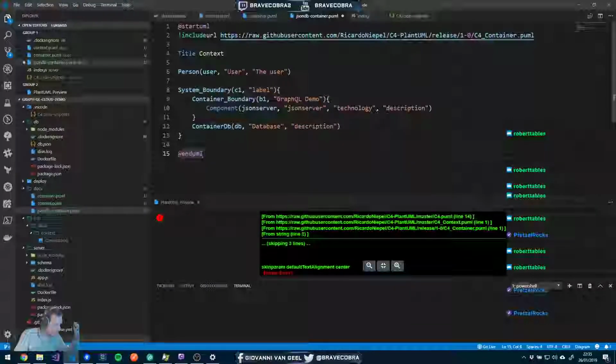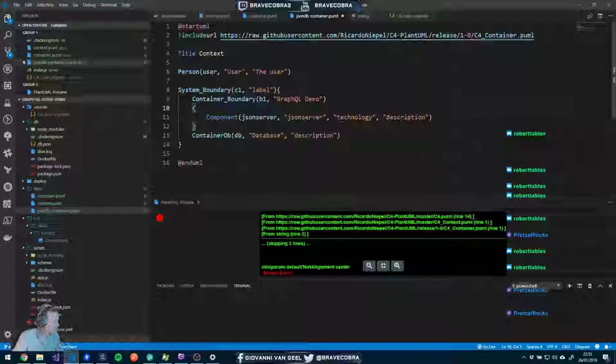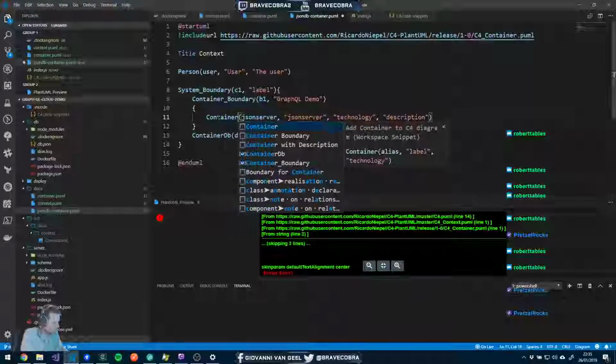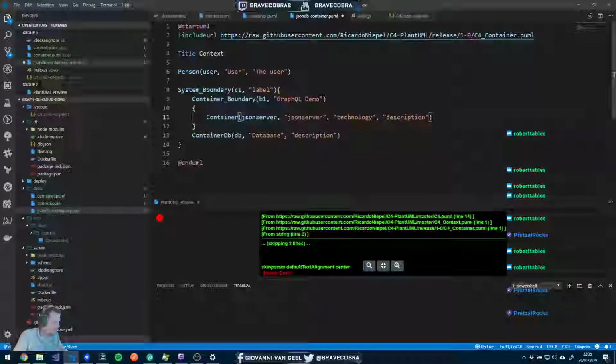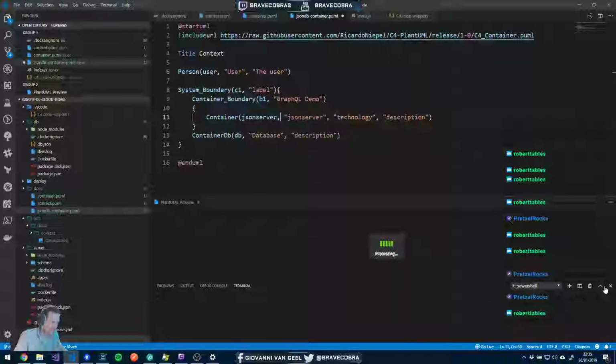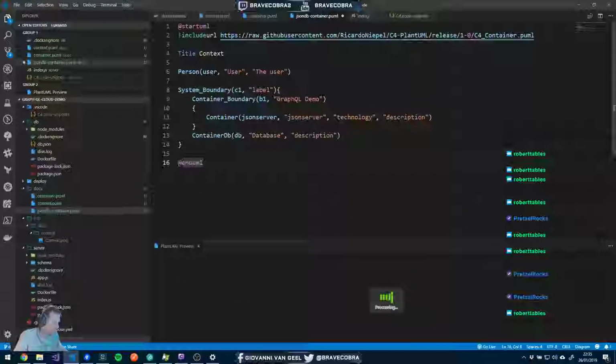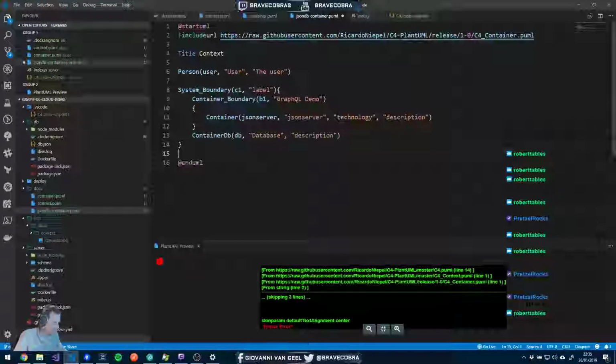What did I mess up? The fact that component is not working. This container boundary should take containers. This is the nerves talking. Oh yeah, okay.